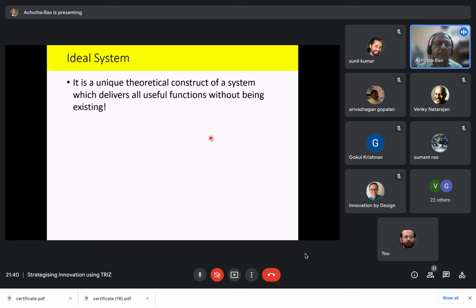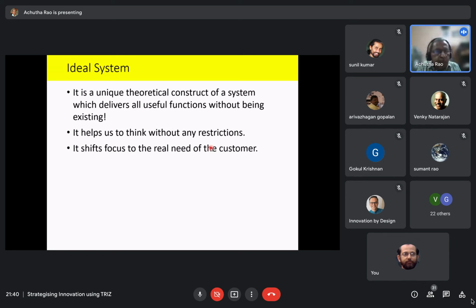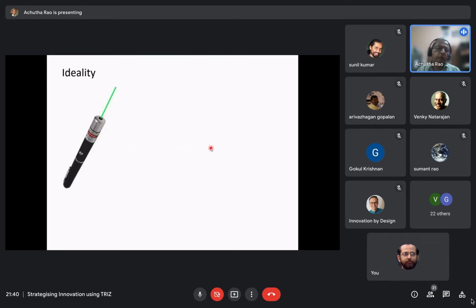So basically, an ideal system is a unique theoretical construct of a system which delivers all useful functions without existing. It helps us to think without any restrictions. It shifts focus to the real need of the customer and not on the system that we want to generate. So basically, we have the laser pointer, right? What can be an ideal laser pointer? It should point, but without being existent. Am I right? Now, how many of you use laser pointers?